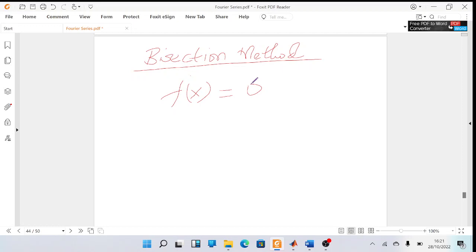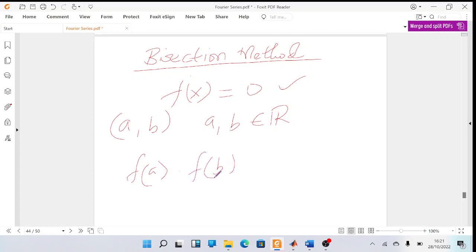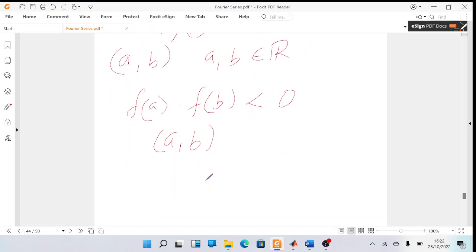The intermediate value property simply says that given an equation of this form, if for a certain interval (a, b), where a and b are real numbers, f(a) multiplied by f(b) is negative, then there exists at least one root of the equation f(x) = 0 in the open interval (a, b).